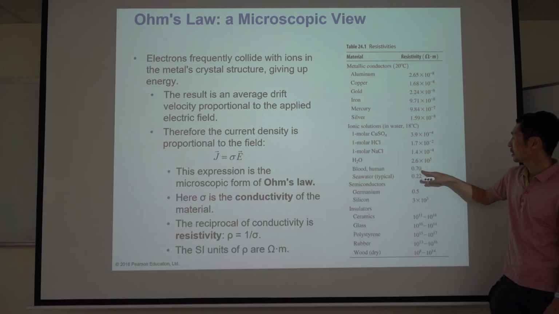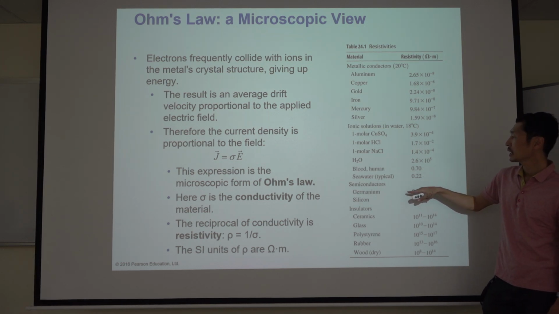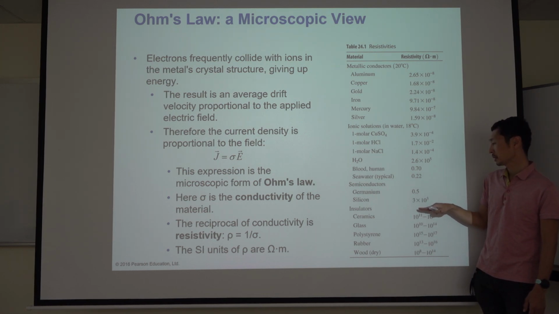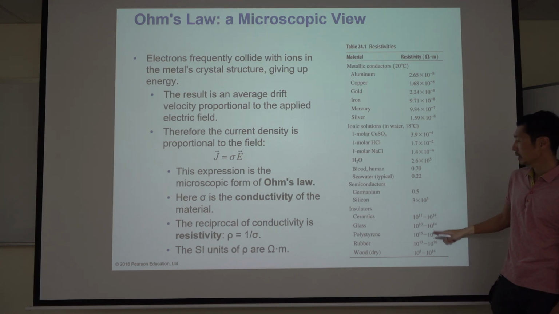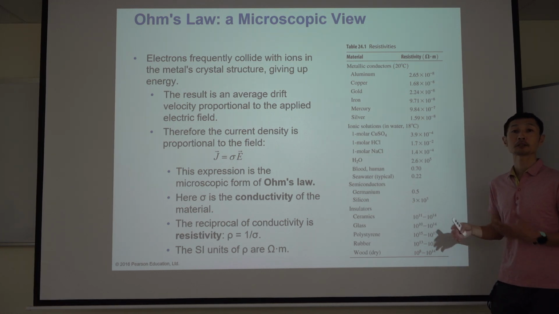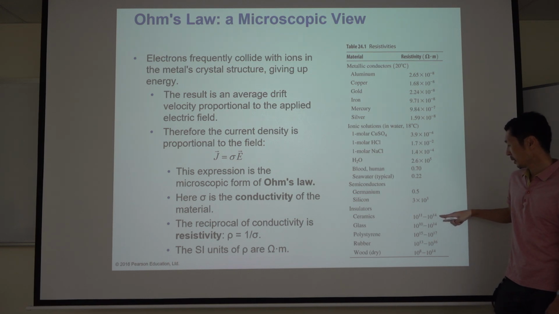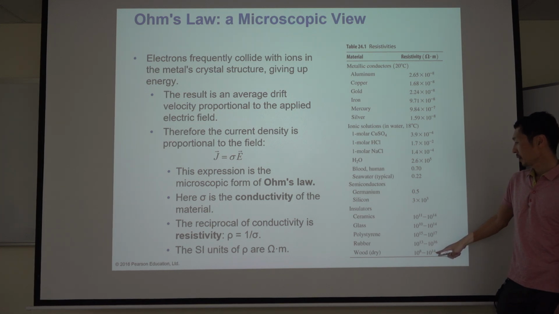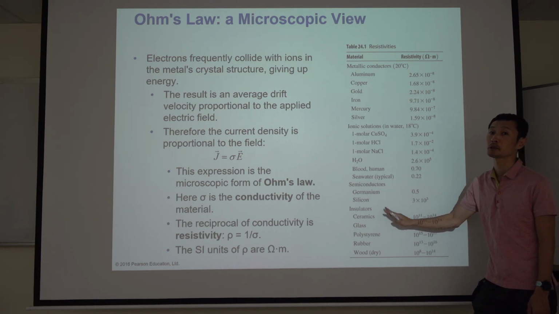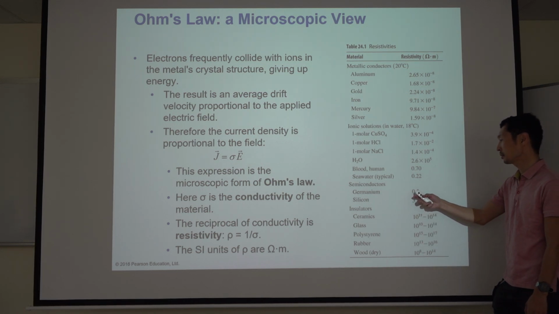Human blood is about 0.7. Seawater is lower, 0.2. And semiconductors, well, it depends on how you make it, but something like 0.5; silicon is 3. Then these insulators have very large resistivity. That's why they can keep charges. Glass also has very high resistivity. So it's very difficult to get current through these materials, insulators.